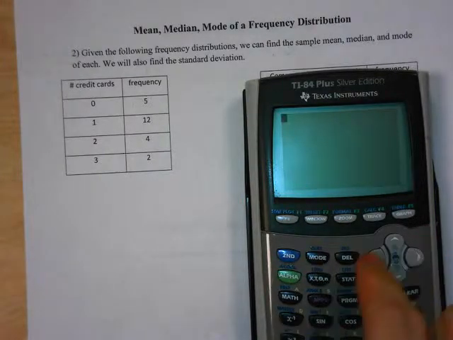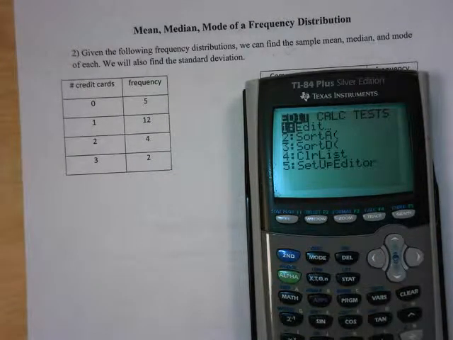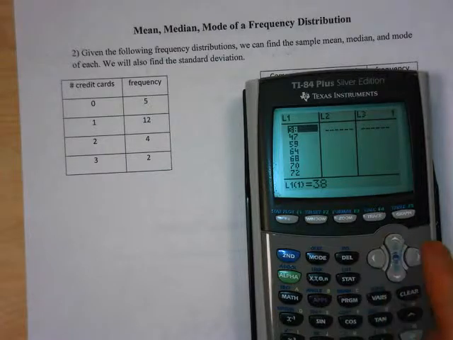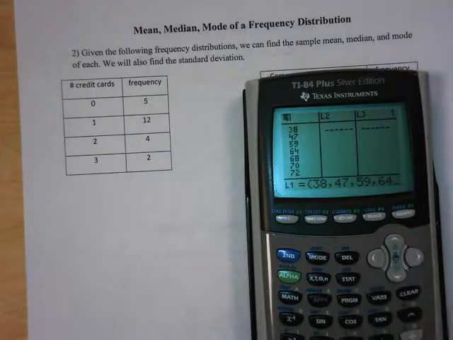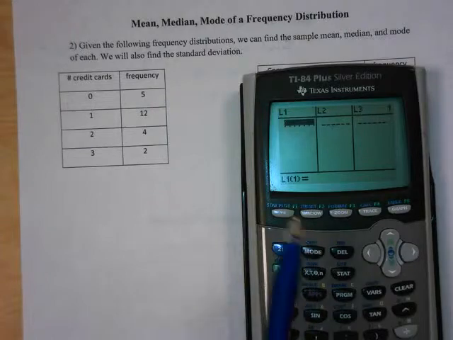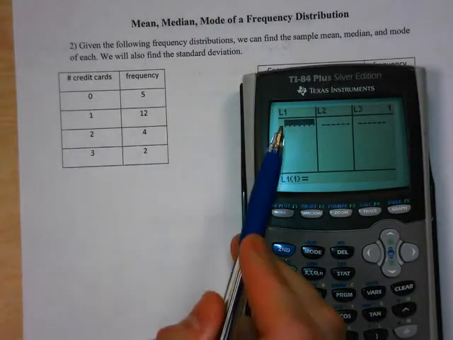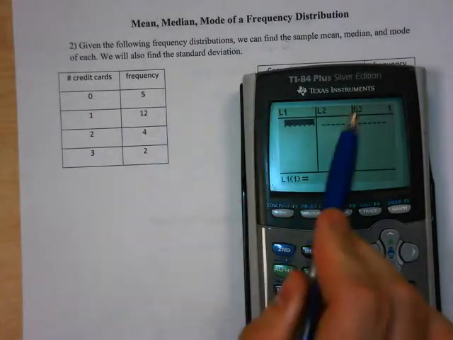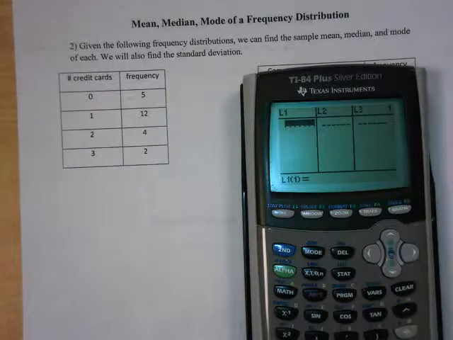Now on our calculator, we're going to go to Stat and Edit. We're going to clear the list that's in there, so we use our arrow key to go up to L1, make sure L1 is highlighted, press Clear, and then Enter, and that'll clear the list. All we do now is put the number of credit cards into list 1 and the frequency into list 2. So 0, 1, 2, oops.